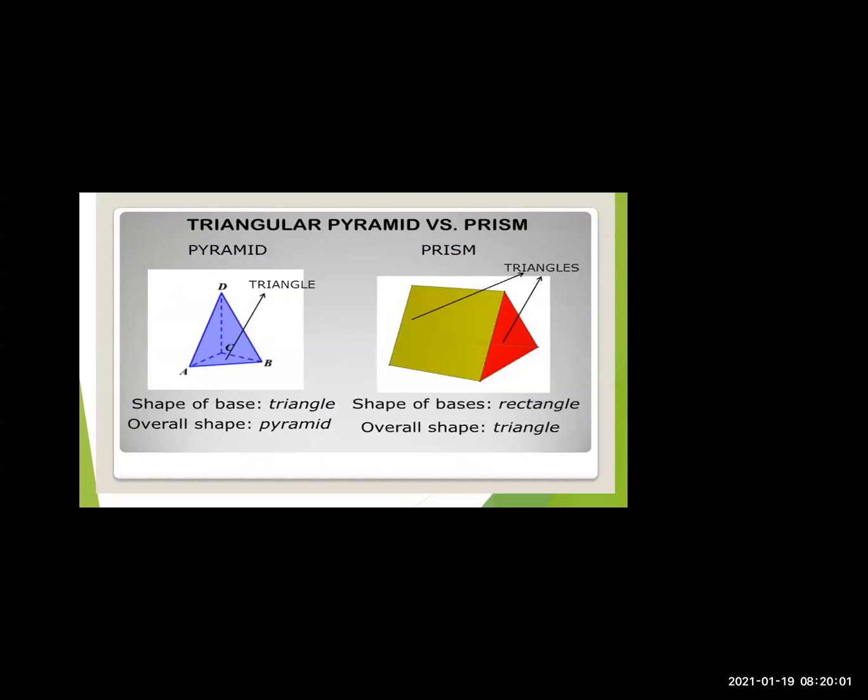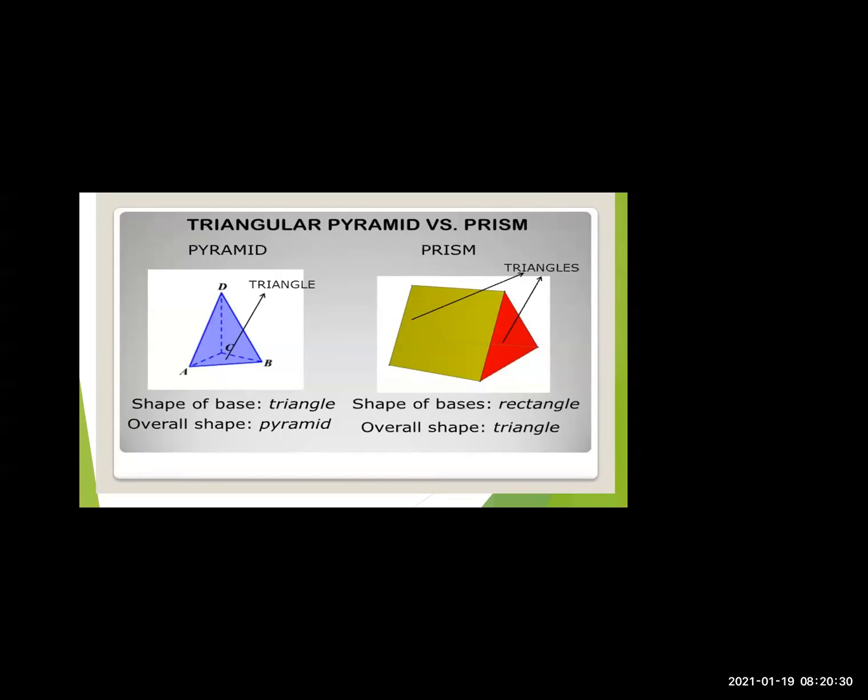Now here again we'll see in detail what is a triangular pyramid and what is a triangular prism. In the first figure we can see the shape of the base is a triangle. That's why we can tell this as a triangular pyramid. And the overall coverage is triangle. That's why it's a pyramid and we say it as a triangular pyramid.